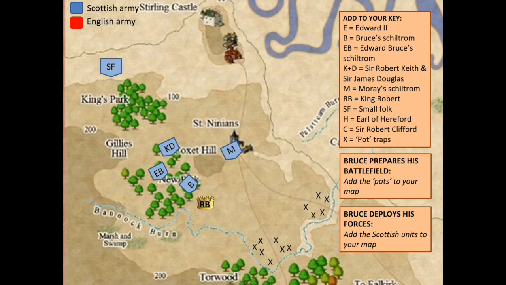When we join the battle, Bruce is actually not with his schiltron. He is out on horseback in his royal livery, directing forces and organising his army in where they should be. He is separate from his infantry. He is exposed.